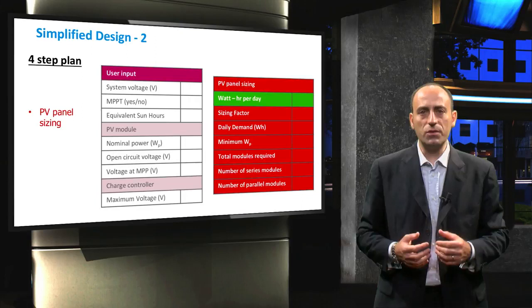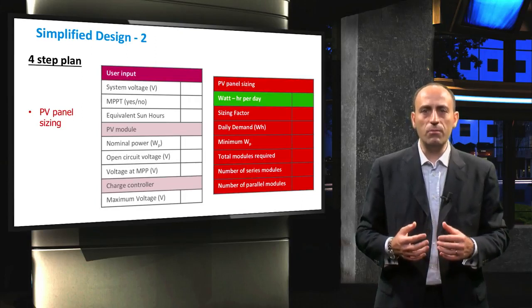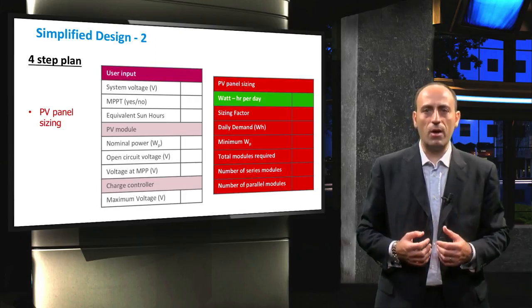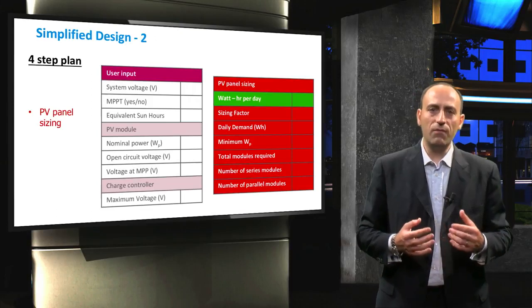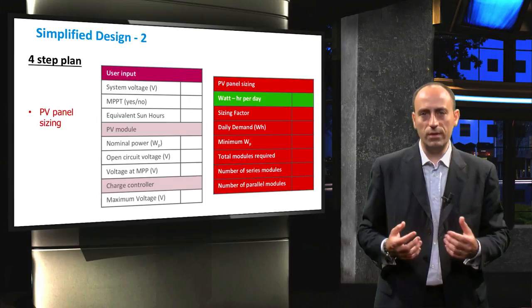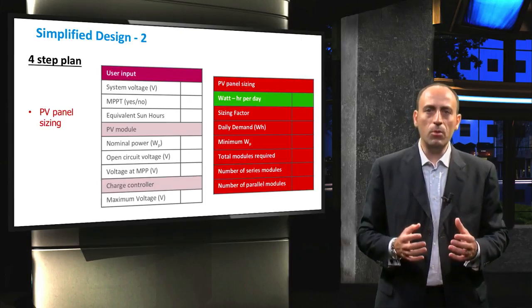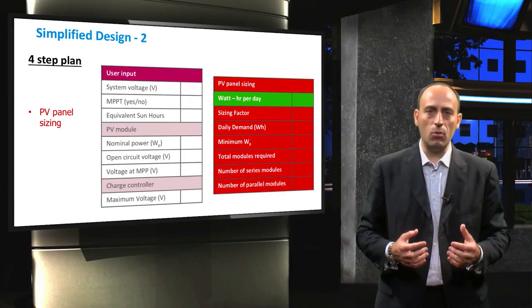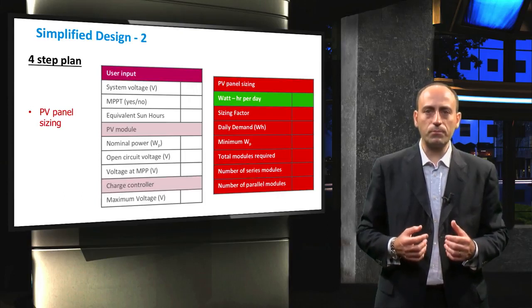Just like with the first simplified strategy, we determine the minimum watt peak requirements of the PV system by dividing the daily demand by the number of equivalent sun hours of that location. The minimum PV system watt peak value corresponds to the total PV module watt peak that must be installed.